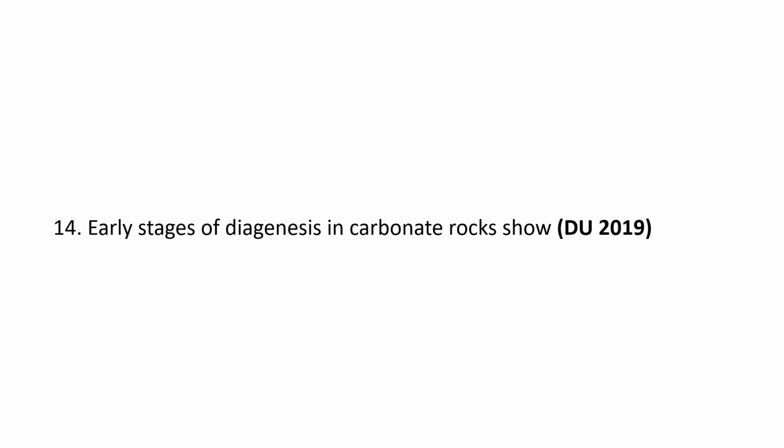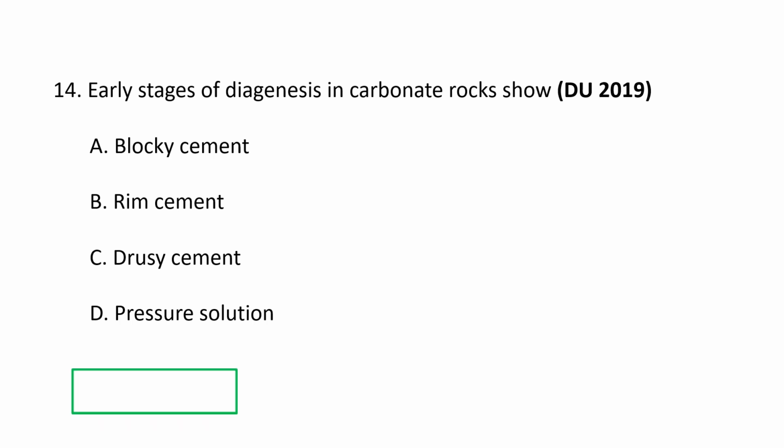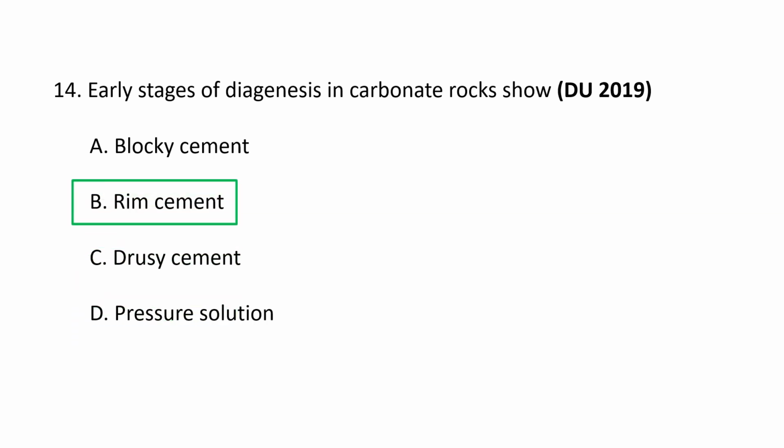Next question. Early stages of diagenesis in carbonate rocks show A. Blocky cement, B. Rim cement, C. Druzy cement, and D. Pressure solution. Early stages of diagenesis in carbonate rocks show rim cement. These cements are often found as early marine cements, which are typically fibrous, or they can also be syntaxial overgrowths that form around the existing grains. These represent an initial stage of mineral precipitation from the pore fluids within the sediment. So B is the correct option.